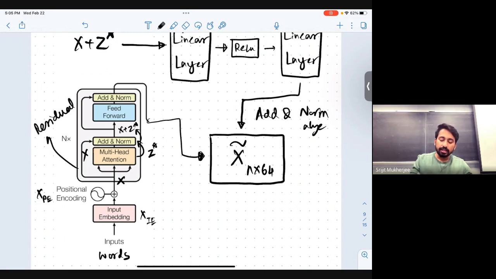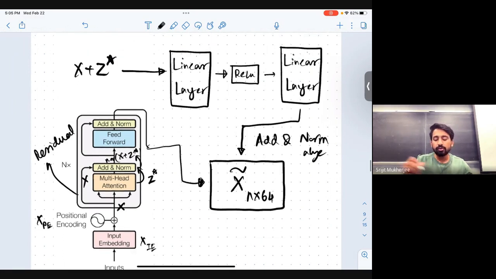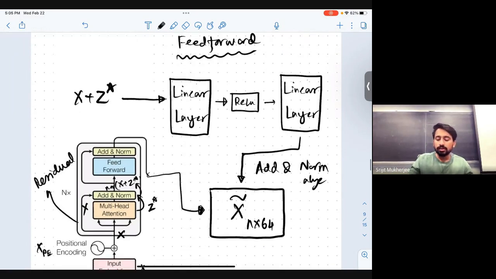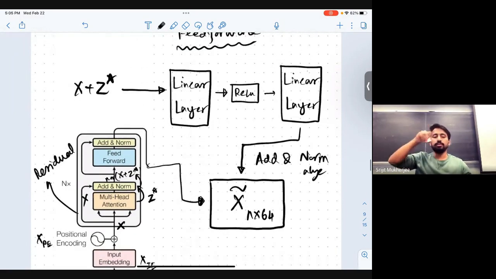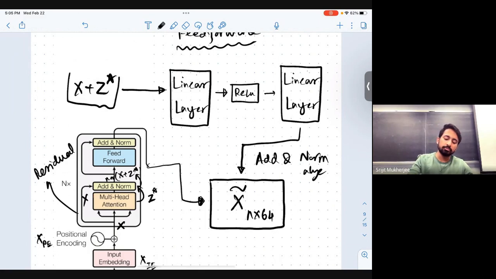We normalize it, and then we feed it onto this feed forward network. The feed forward network is nothing but a sequential network: a fully connected linear layer, a ReLU, and then another linear layer. Again, x plus z star is the input into that. There are also weights here, which are learned, and then it's again added and normalized, which is called x curl, n cross 64. The output is n cross 64.